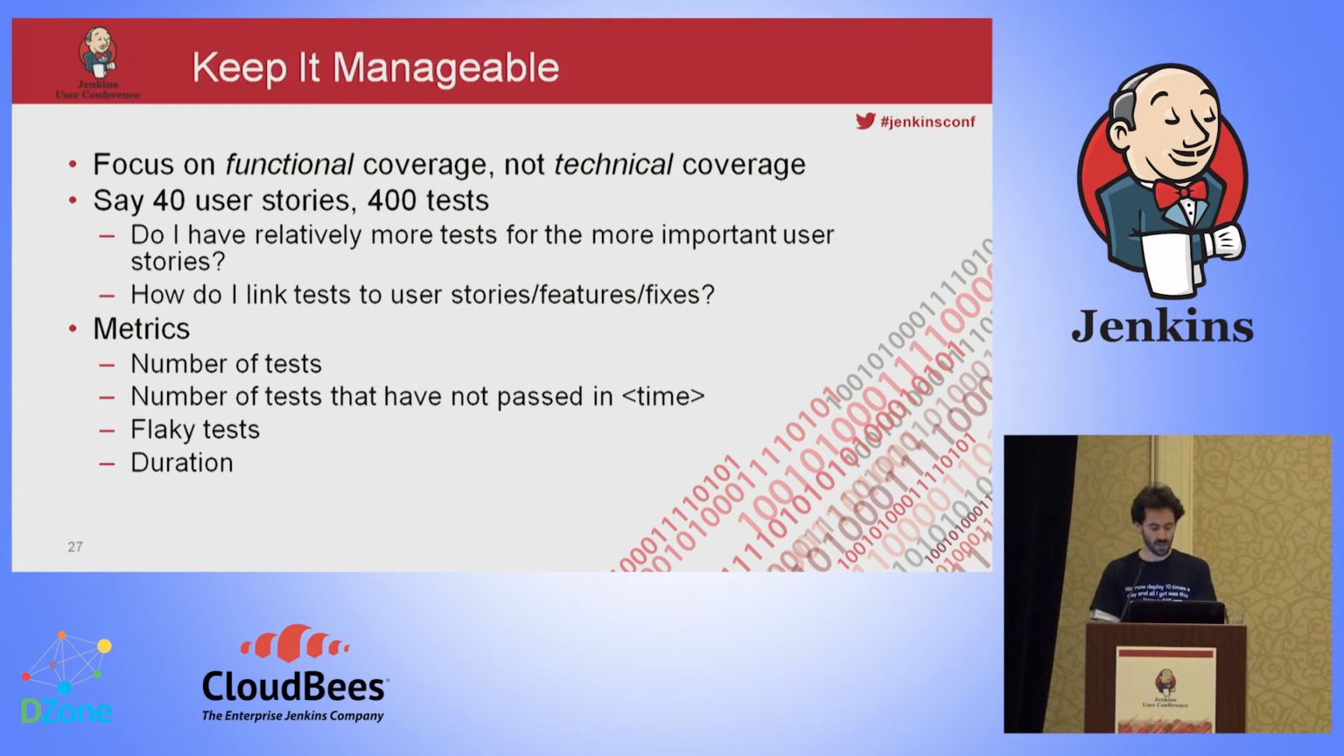I said this already: keep it manageable, focusing on functional, not technical coverage. Be aware of how many use cases you are covering rather than how many lines of code. Say you have 40 user stories and 400 tests; that means an average of 10 tests per story. But is that the right thing to do? No, you probably shouldn't have 10 tests per story. You should have more tests for the user stories that are more important. If buying from the shopping cart is the important thing, you need more tests for that.